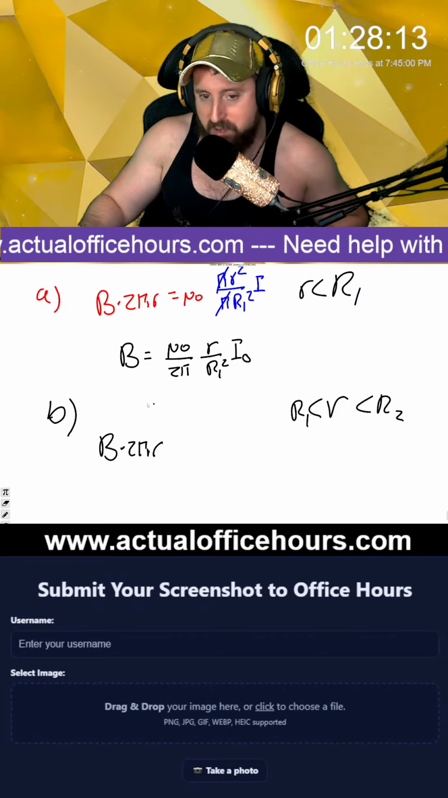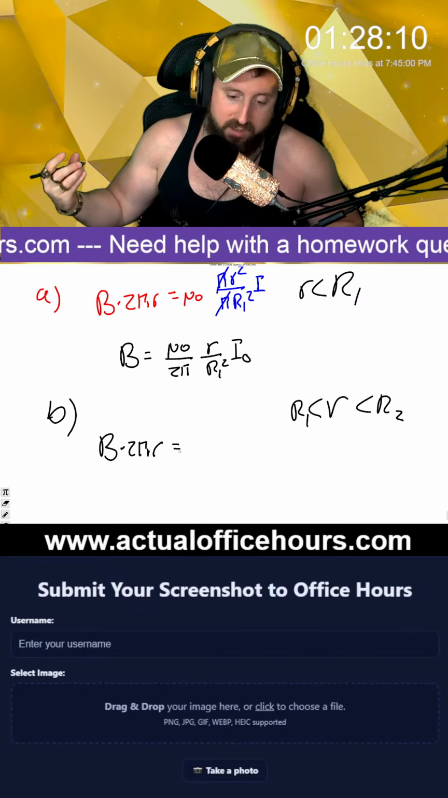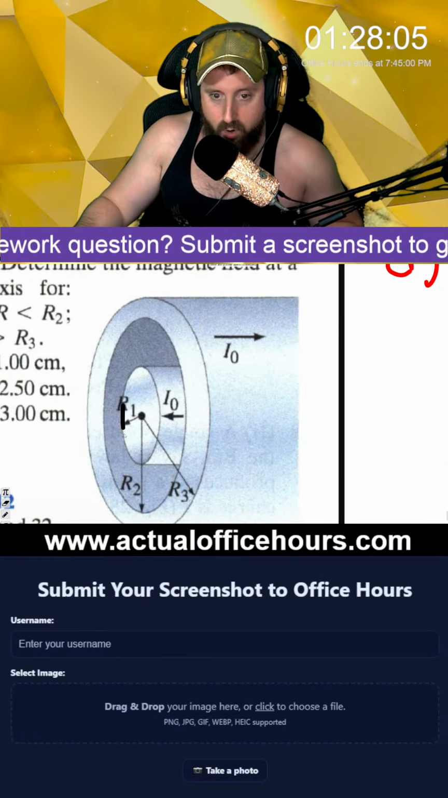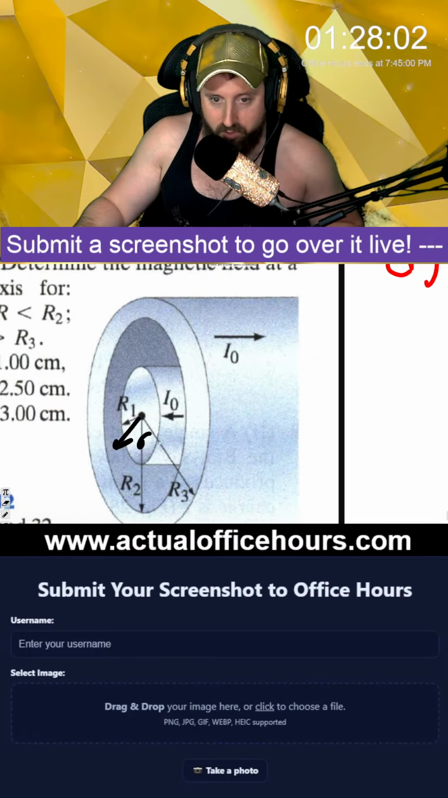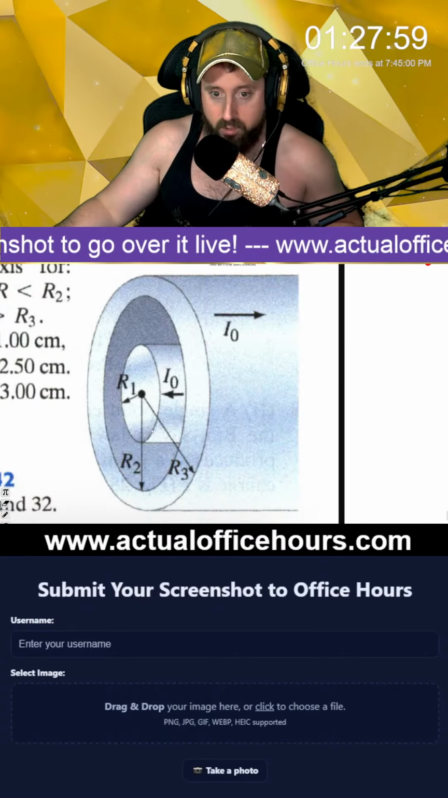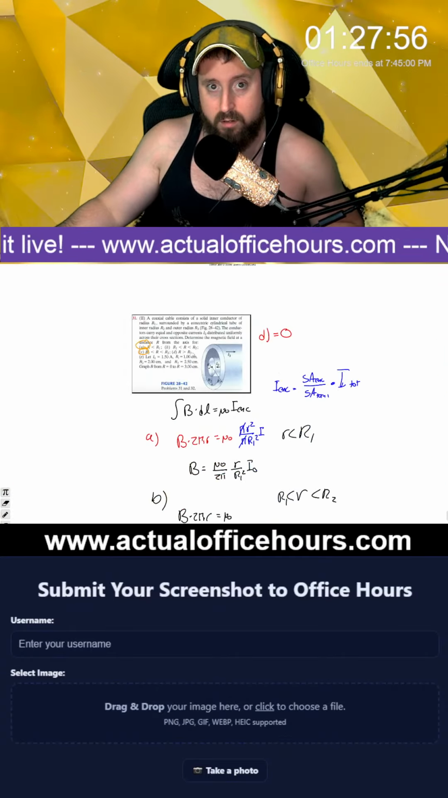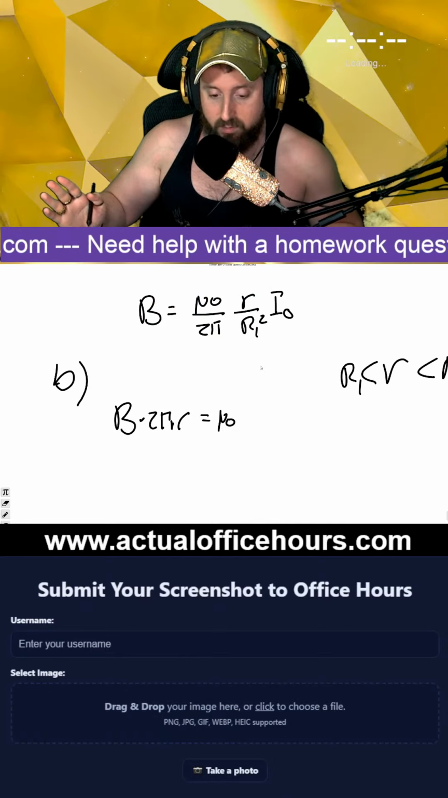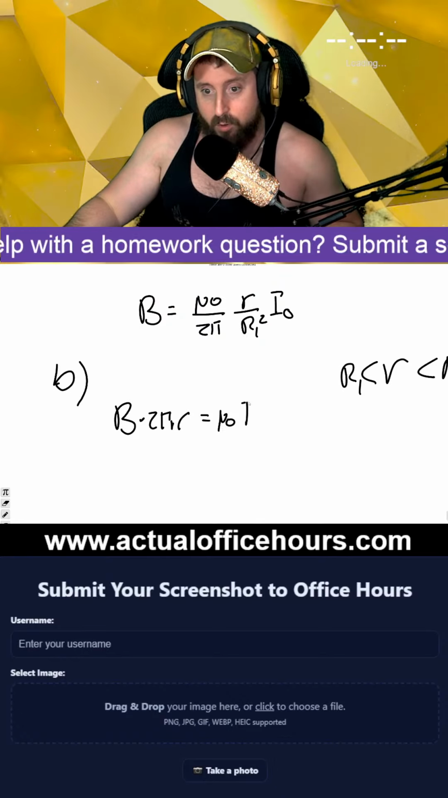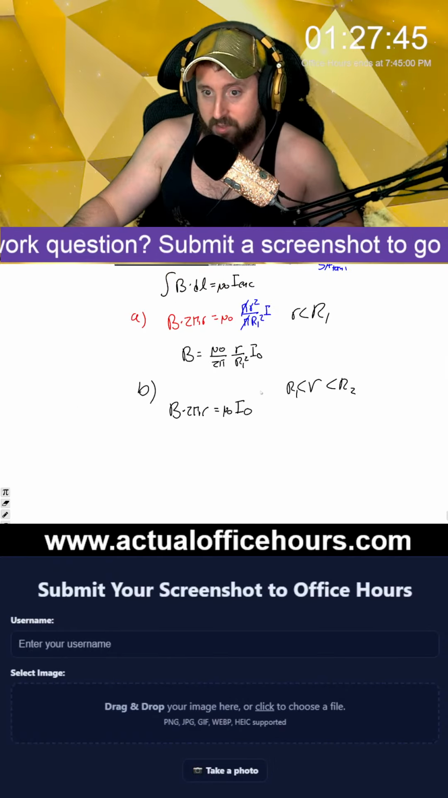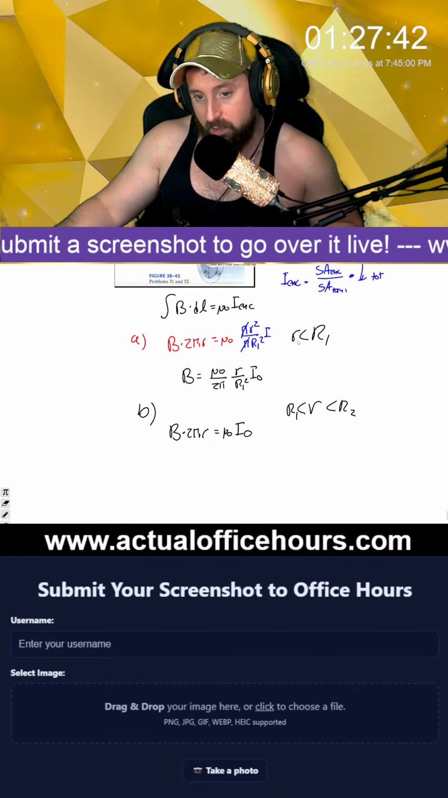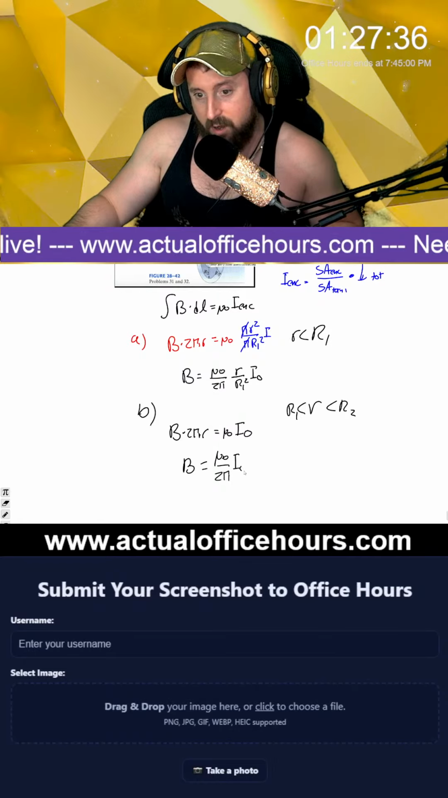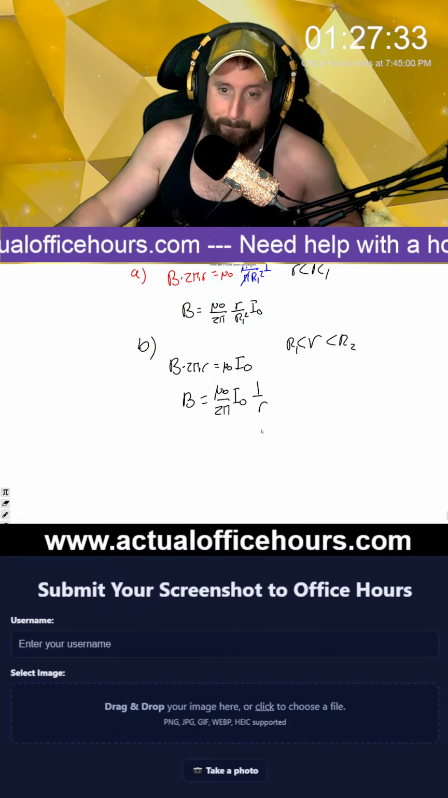And then you're good. So for when R is in between R1 and R2, you have B times 2 pi r again. This is always going to be B times 2 pi r. You can just leave it. All that's changing is the I enclosed. Now, in this in-between land, as you move out in terms of R, you don't enclose any more current. You're still enclosing the original I naught. This is also why magnetics is usually taught after electrostatics, because there's a lot of similarities. So this is just I naught. This I enclosed is not a function of R. So then you just get B is equal to mu naught over 2 pi, times I naught, times 1 over R.